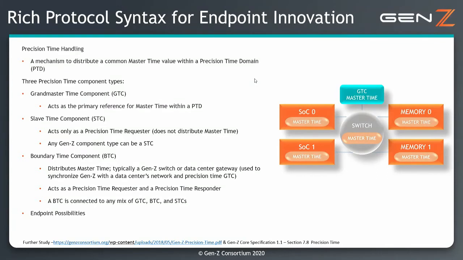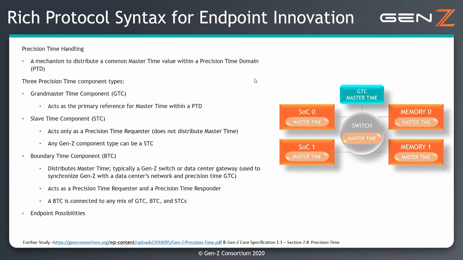Precise time handling is another opclass within Gen Z. This is an example of a specialized opclass that could enable specific types of capabilities. Precision time is a mechanism based on IEEE 1588 to distribute a common master time value among a set of components. This set of components we refer to as the precision time domain, or PTD. There are three types of components. There's a GTC, which is the grand master time component, and it acts as the primary reference in the PTD. And this grand master time component can be initialized at power up or synchronized with some external time source, some international atomic clock, for example.